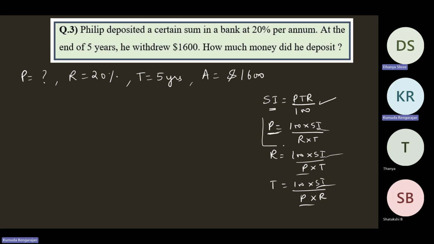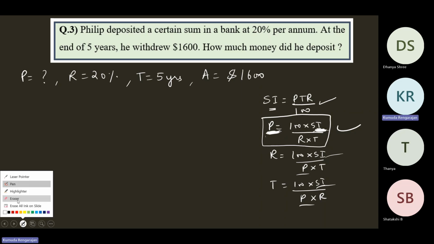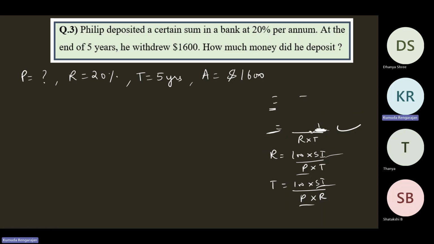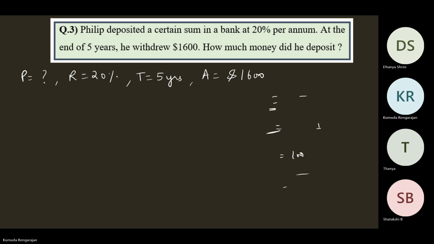Actually, you'll think about using this one because you have to find principal, and principal is 100 into SI by R into T. 100 into SI, we don't know. R into T, R is 20, T is 5. But we don't know SI, and you don't know principal also. You have to find the principal. That's why you're using this formula. But you don't know SI. Then how can you use it? So what you have to do here is, when none of the formulas is going to help you, this is what you should do.